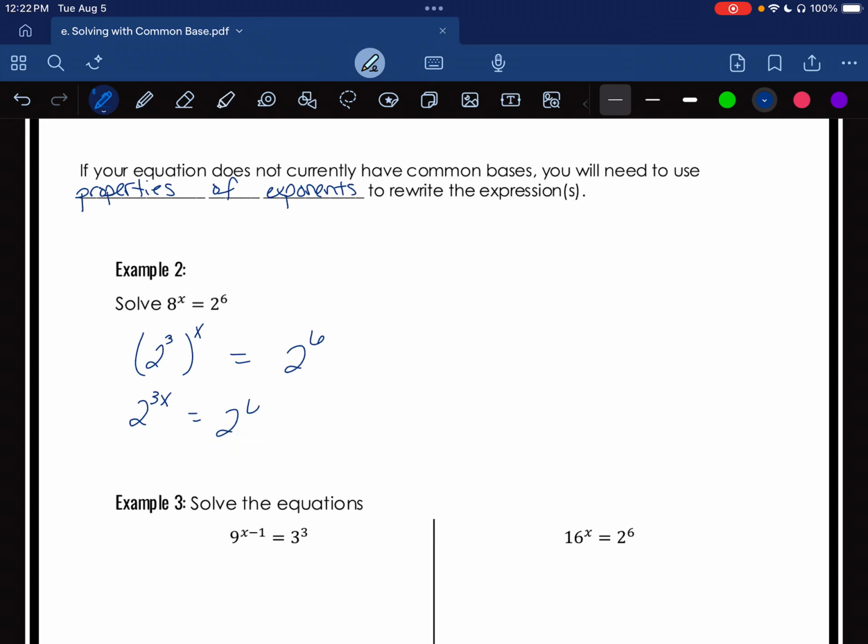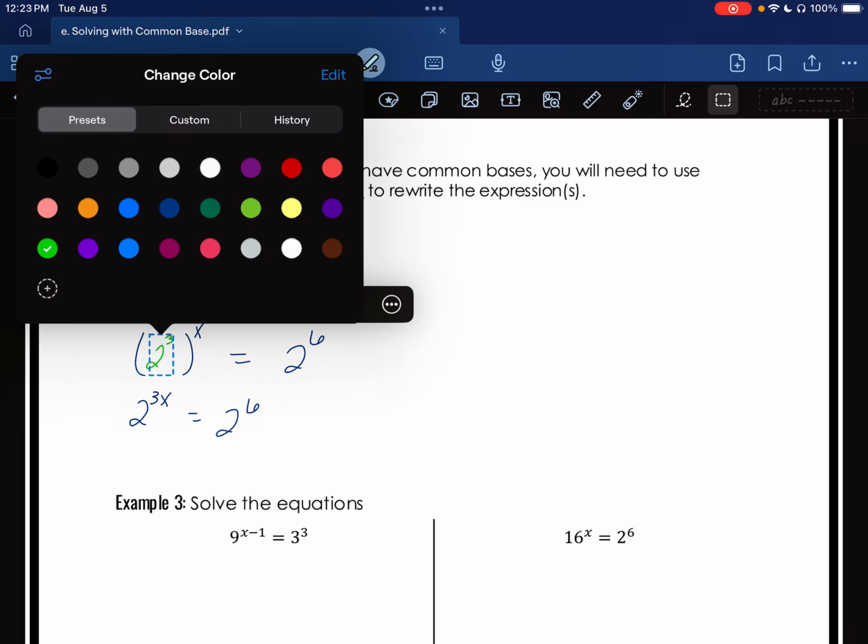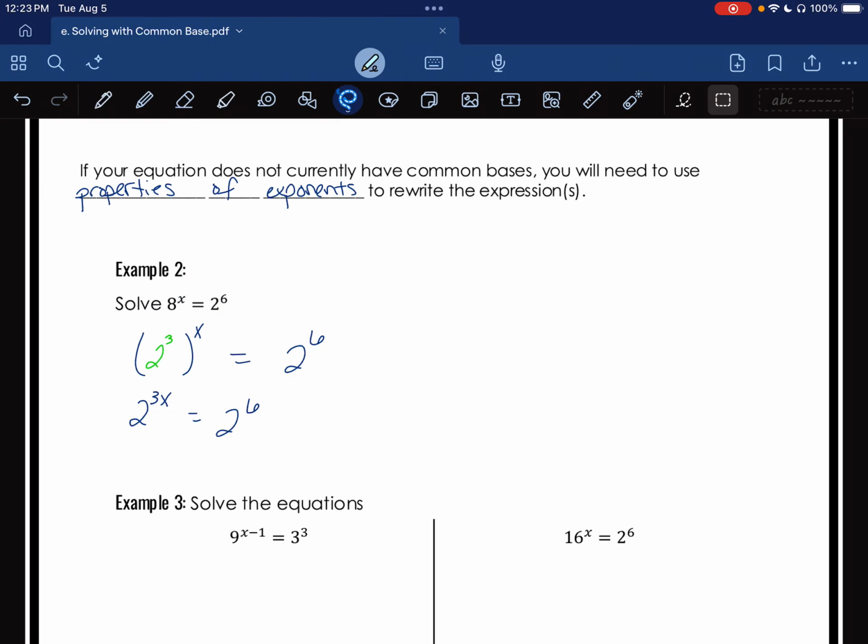So first, I'm going to color this a different color. Let's make that green. The reason I did that is to show we took, oh, gotta go back to the pen. I took 8 and I replaced it with 2 cubed because those are equivalent, so I was able to substitute. So now I substituted first, and then here I used the property of exponents, power to a power, or power of a power, however your teacher means.